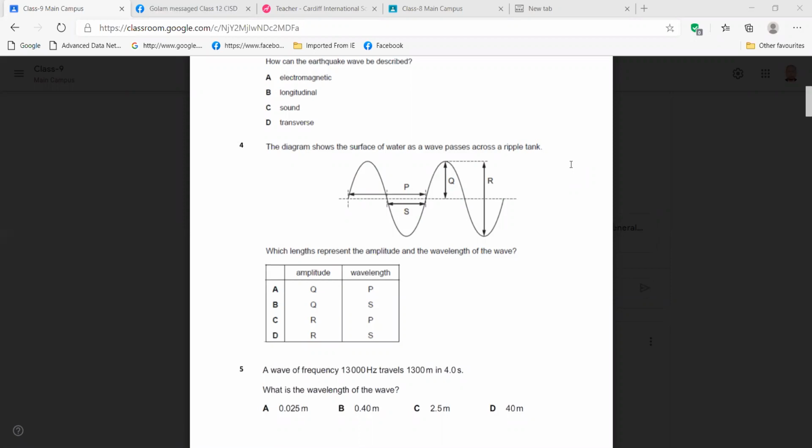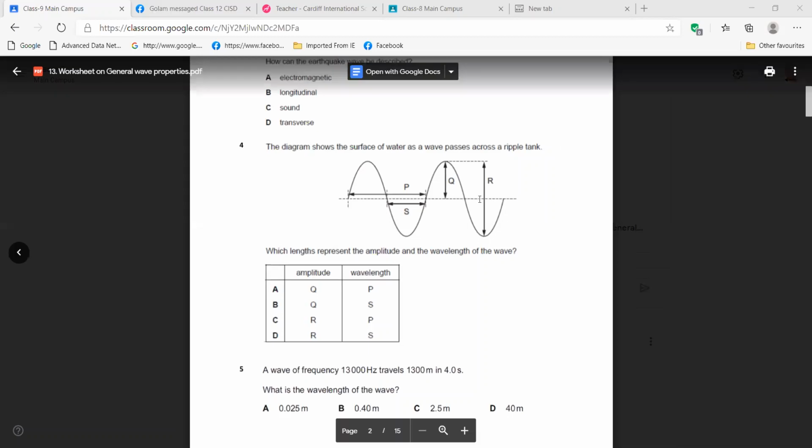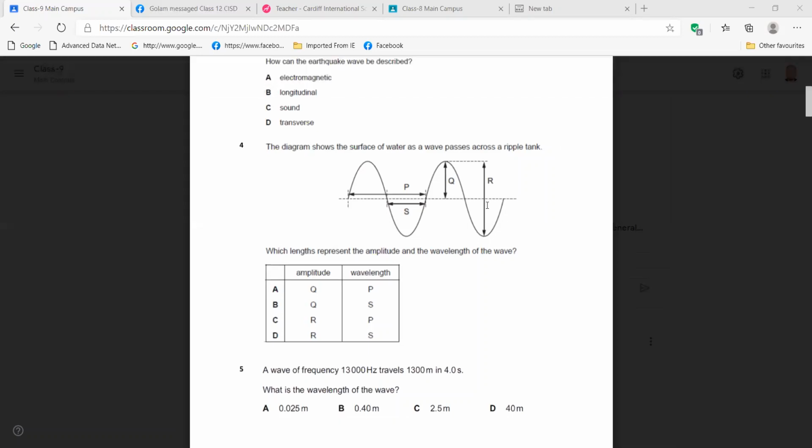And why is R double the amplitude? Because it's showing two amplitudes, right? The upward one from the rest position, and also the downward one. That's why R is double the amplitude. Is it clear? This way you analyze the questions, because you will also get questions like which one is double the amplitude, which one is half of the wavelength, which one is double the wavelength.